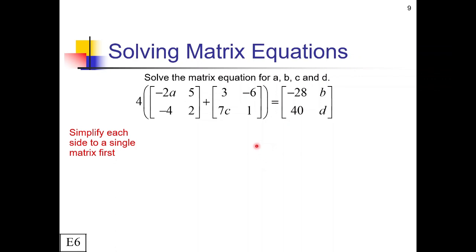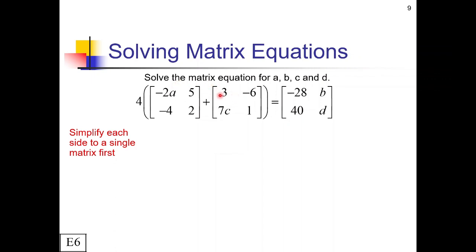Alright, so the only one that needs to be simplified is the left side here, because that's got more than just a single matrix going on. For PEMDAS, parentheses happens before anything, so this stuff inside parentheses should probably be taken care of before we mess around with this 4. I mean, you could distribute the 4 to both of these, but I'm going to add these first. So adding these two matrices together, we've got negative 2a plus 3.